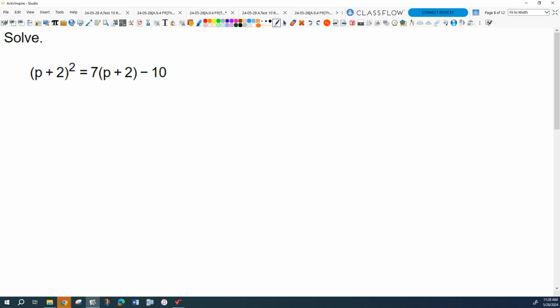Okay, this one looks pretty tough, but I can make it easy. How do I do that? Substitution. What would I do here? Good, I need a different variable, so we'll choose x. We started with p's. And look, I get the same thing there. Those are both the same terms inside the parentheses, right? Same factors, I should say. So I'm going to let x equal p plus 2, and then those just become x's. So what is that first term going to be? x squared. On the other side, that one becomes 7x minus 10.